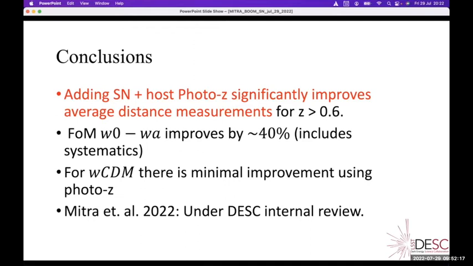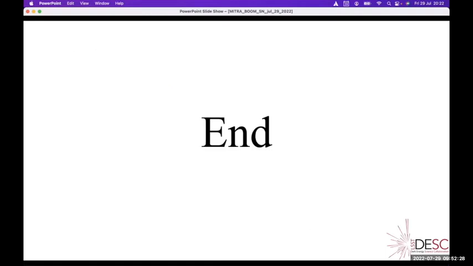And lastly, all these results are part of the paper, which is currently in DES internal review. And yeah, that brings me to the end of my talk. Thank you.